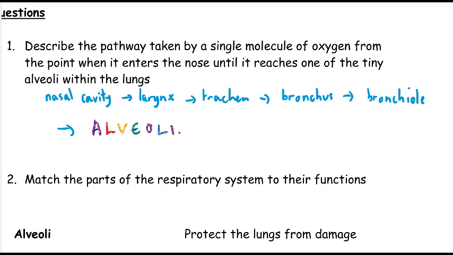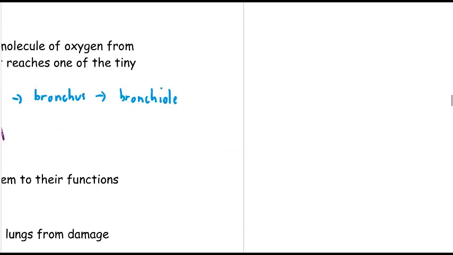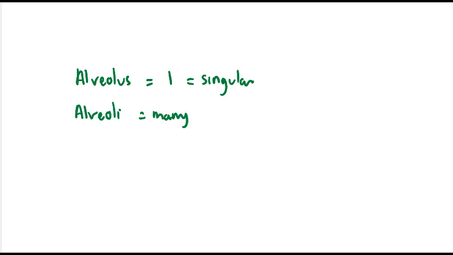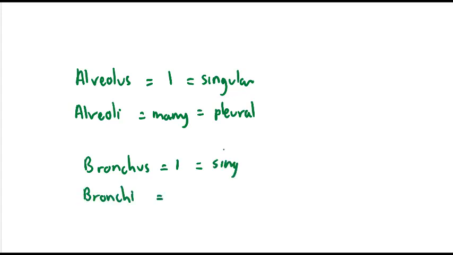Now, I should just mention here that we've said alveoli because alveoli is plural. We have lots of them. But alveolus is singular. Okay, so just to make sure that we're clear on that, alveolus is when we're talking about one, so it's singular. Alveoli is if we're talking about loads of them, and that is plural. Now, while we're here, we may as well just do that to make sure we're clear on this. Bronchus is singular. Bronchi is plural.